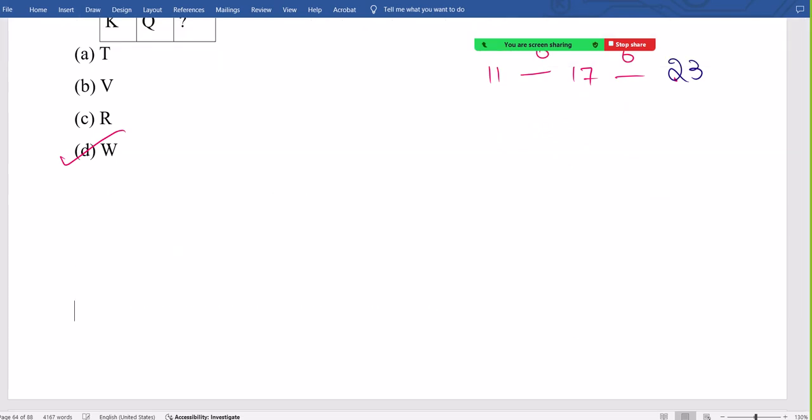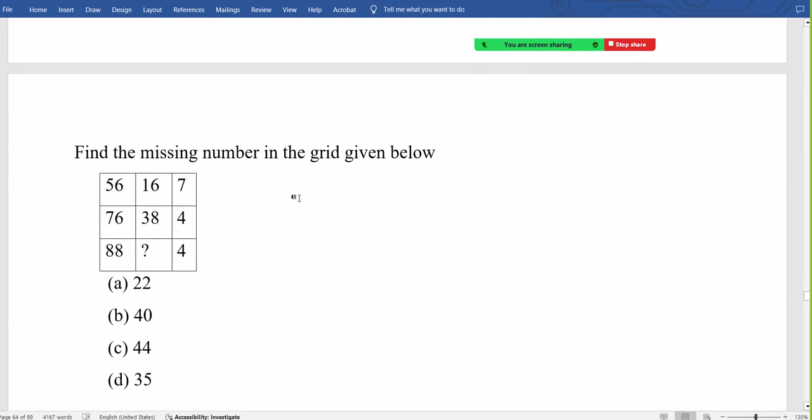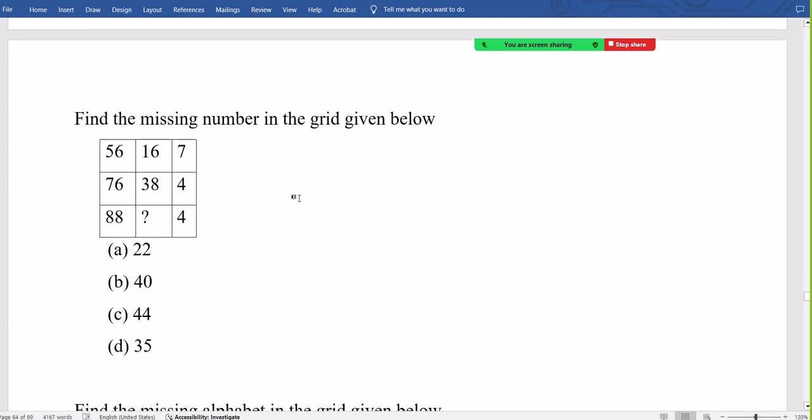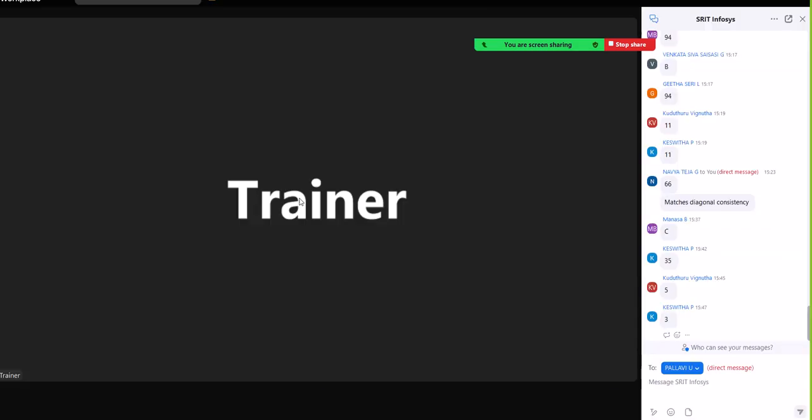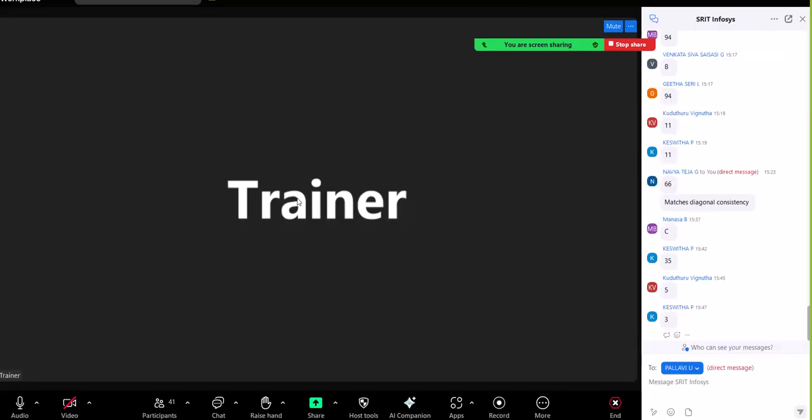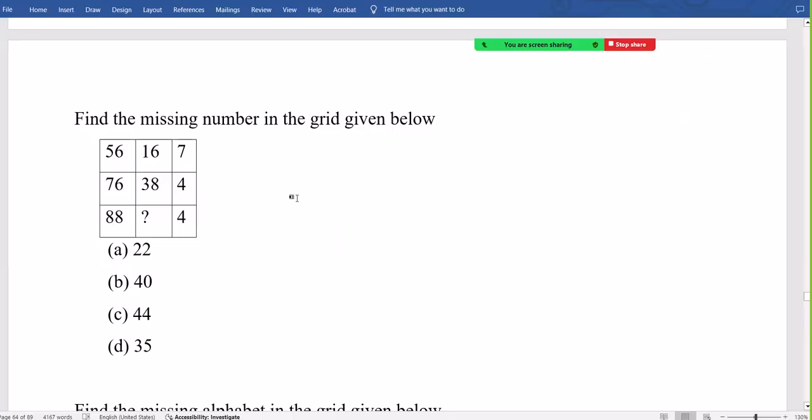What about this question? I believe everybody can solve this question. All our previous Infosys questions.